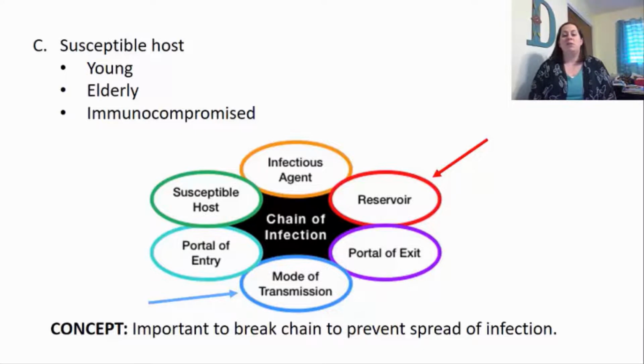Also, is the person immunocompromised? Does their immune system have an issue with it? This could be due to an autoimmune issue, or the fact that they have to take rejection medication for a transplant. There's a lot of different things that could cause somebody to be immunocompromised.